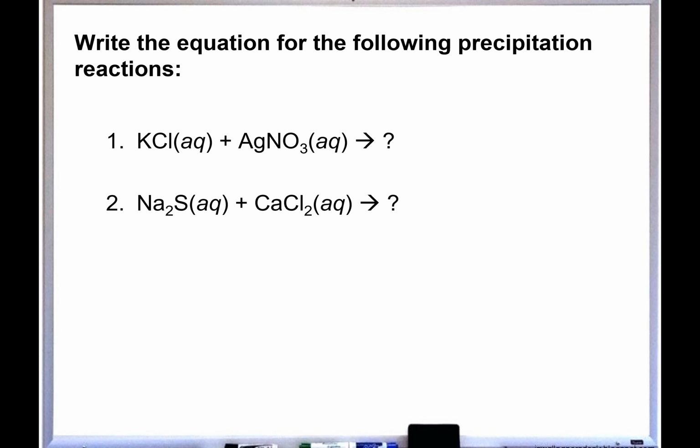Okay, so here's a couple more examples. Give these a try. So see if you can exchange the ions, determine the solubility of the new products, and write the complete equations. So go ahead and pause the video, give these 2 a try, and then I will go over the answers with you in just a moment.